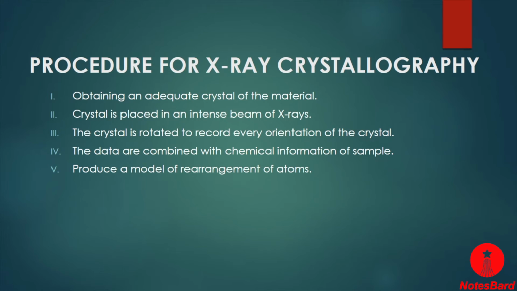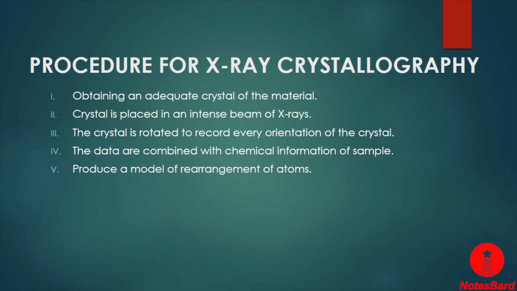Now the second step is where the crystal is placed in an entrance beam of X-rays, and these X-rays hit the molecules. After that, the crystal is rotated to different angles so that every orientation of the crystal can be recorded, and after that the regular pattern of reflections can be made. For this method only monochromatic X-rays, which usually have a single wavelength, are used.